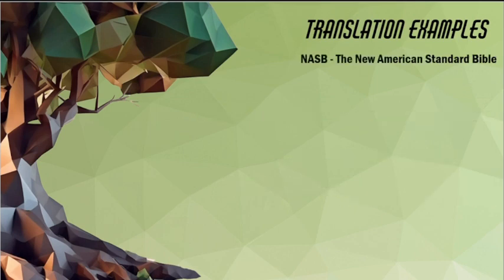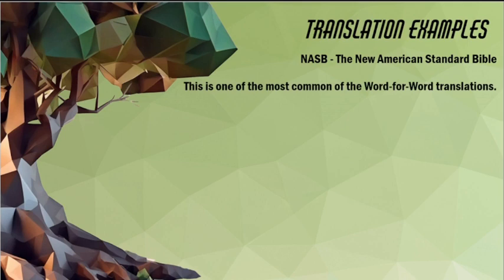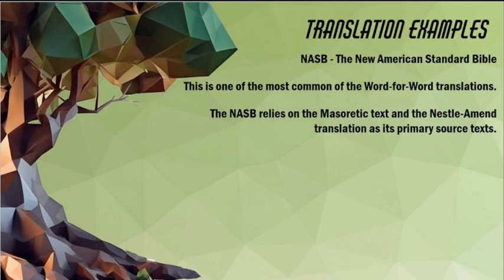As far as real translations are concerned, about as word for word as you can get in your standard translation is the NASB. It's one of the most common of the word for word translations. A lot of people use it. A lot of people in our church use it. You will see a number of different NASBs. I read them sometimes. The NASB relies on the Masoretic text and the Nestle Aland translation as its primary source text.